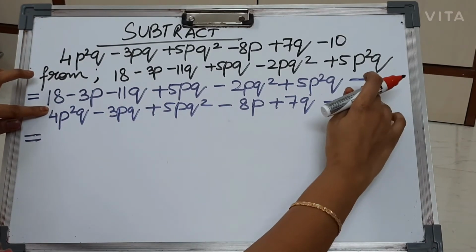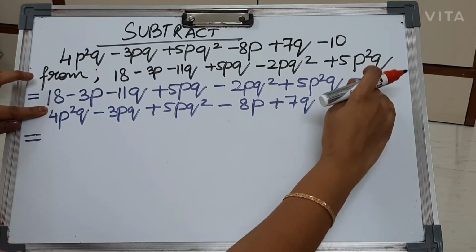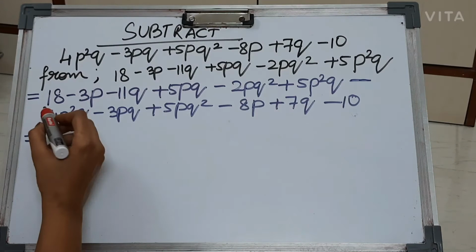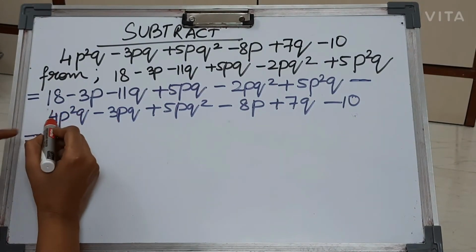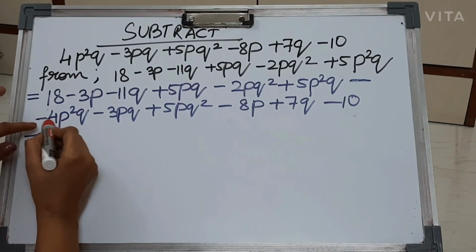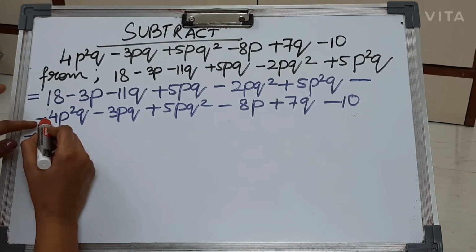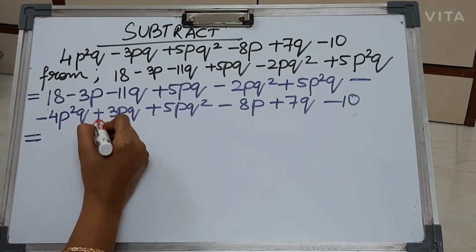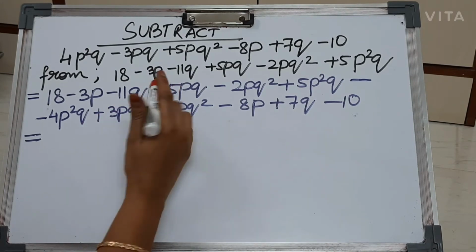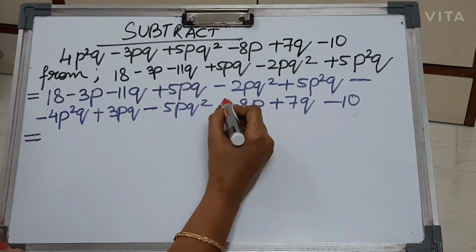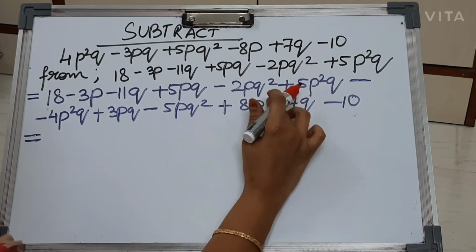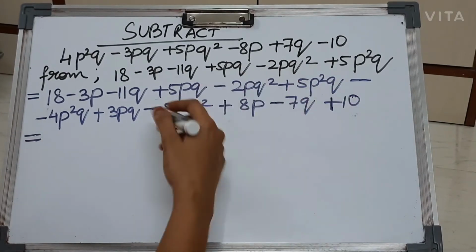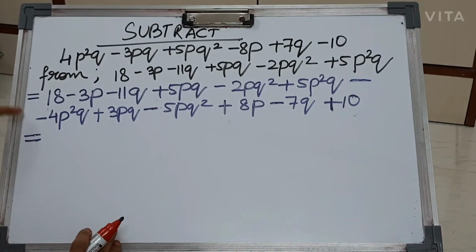Now in the next step we will remove this bracket, and when we remove this bracket, with the help of the minus sign, all these signs will change. Now this is minus, this is plus here. After removing the bracket, it is minus 4p square q. Minus will change to plus. This plus will change to minus. This minus will change into plus. This again minus, and this is plus. So what I have done here is interchange of these signs.